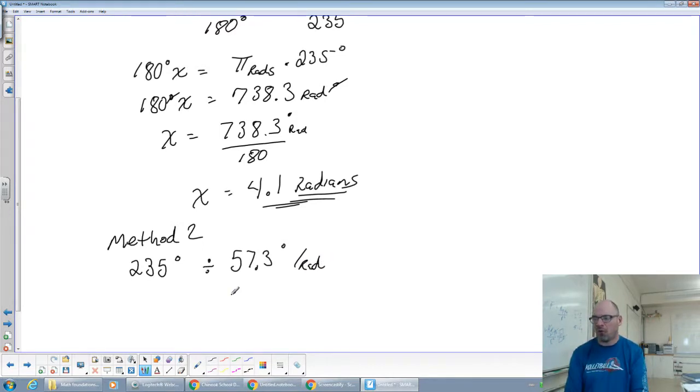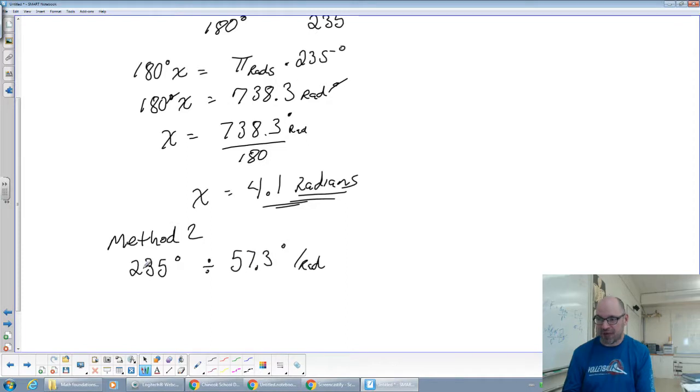Well, I know that there are going to be fewer radians than degrees. If you think of a circle having 360 degrees in it and only 2 pi radians, which is 6.28, roughly 3.14 plus another 3.14, so we know that radians are bigger. That means if radians are bigger, there's going to be fewer of them than 235. So that's how we know we're dividing by 57.3 degrees per radian.